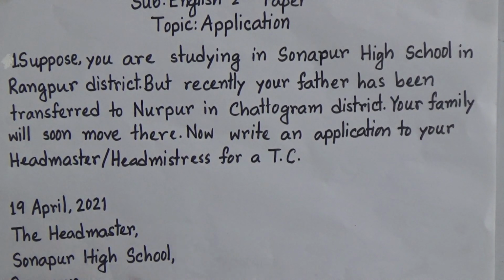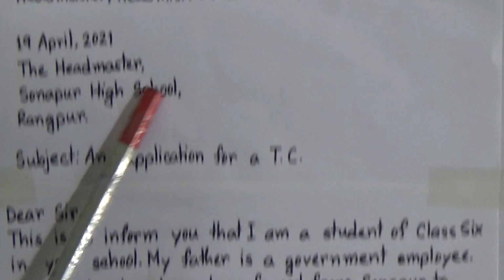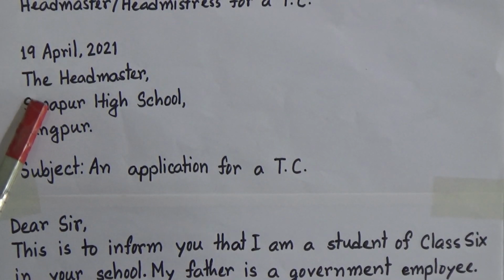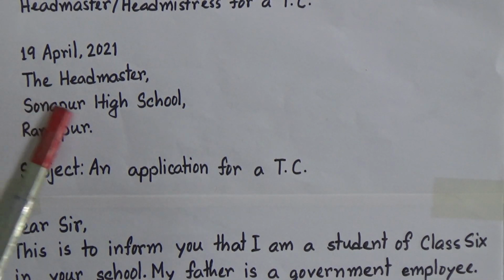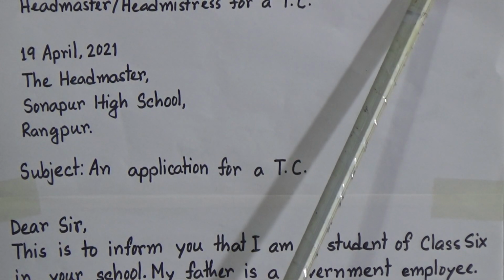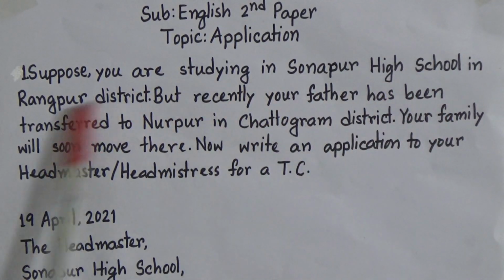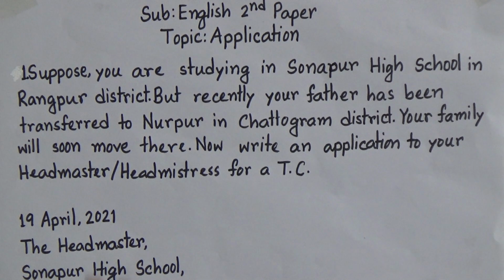So at first you will write the date. So what is today's date? Today's date is 19 April 2021. Then you will address the headmaster or headmistress. We know that in our school we have a headmaster, so it will be the headmaster. Then what is the name of this school? Given here, Sonapur High School. So you are reading in Sonapur High School in Rangpur district, so you will write the name of the school, Sonapur High School. Then the address. Our address is here, Rangpur, so we will write here Rangpur.